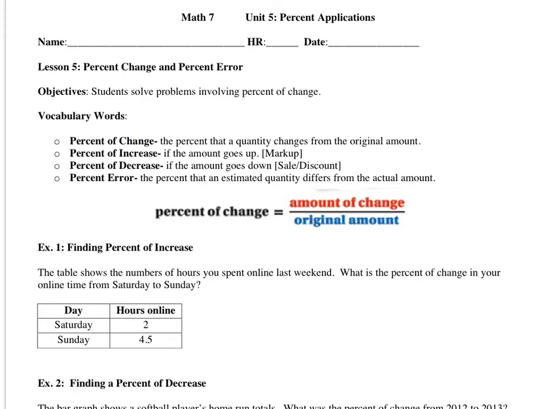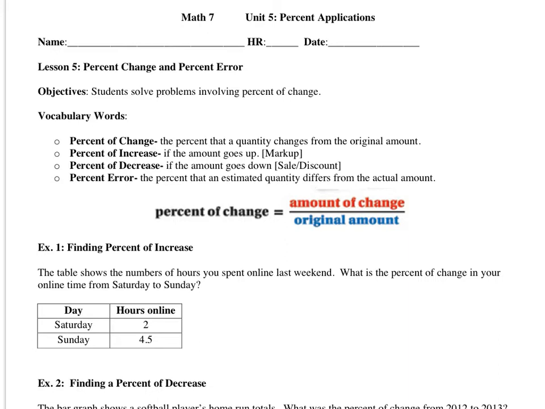We have two types of change. We have percent of increase. That's the amount that goes up. A real-life example of this would be a markup. Percent decrease is how much something goes down. A real-life example would be sales and discounts. Percent error is something that's a little different. Percent error is when you guess that something's going to happen and something actually happens. Then the percent error would be the percent that an estimated quantity, or your guess, differs from the actual amount.